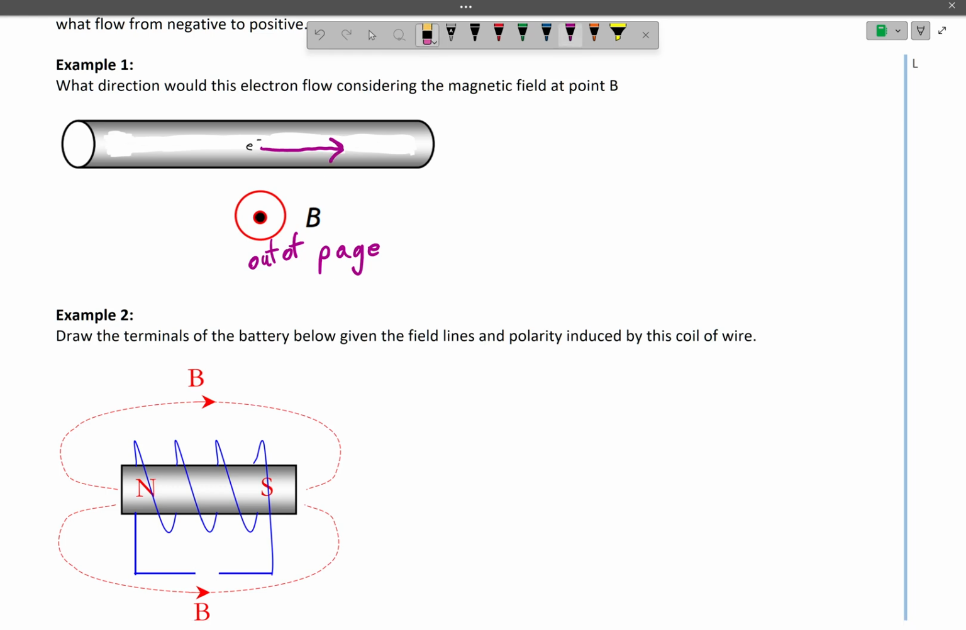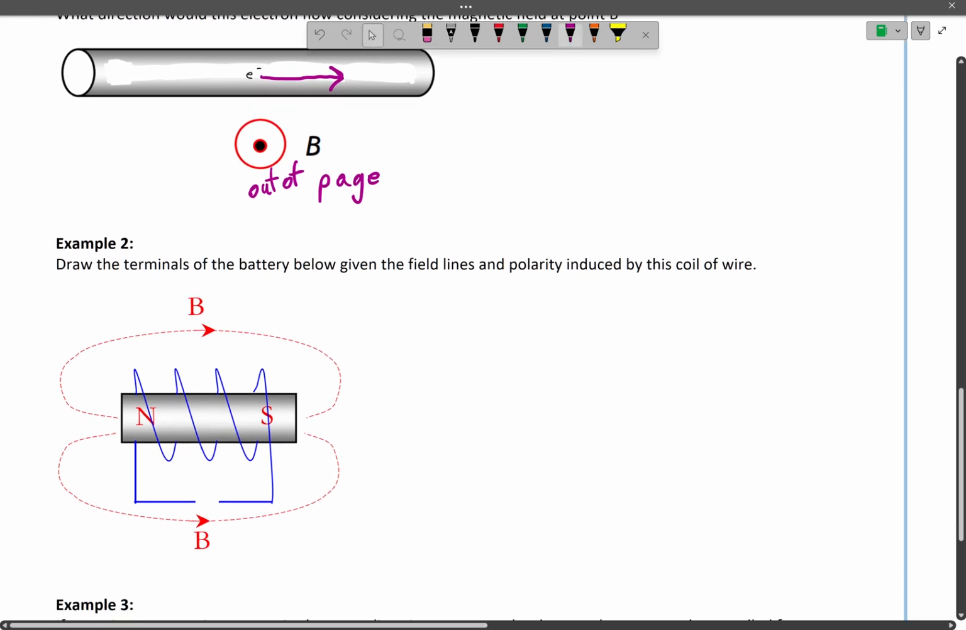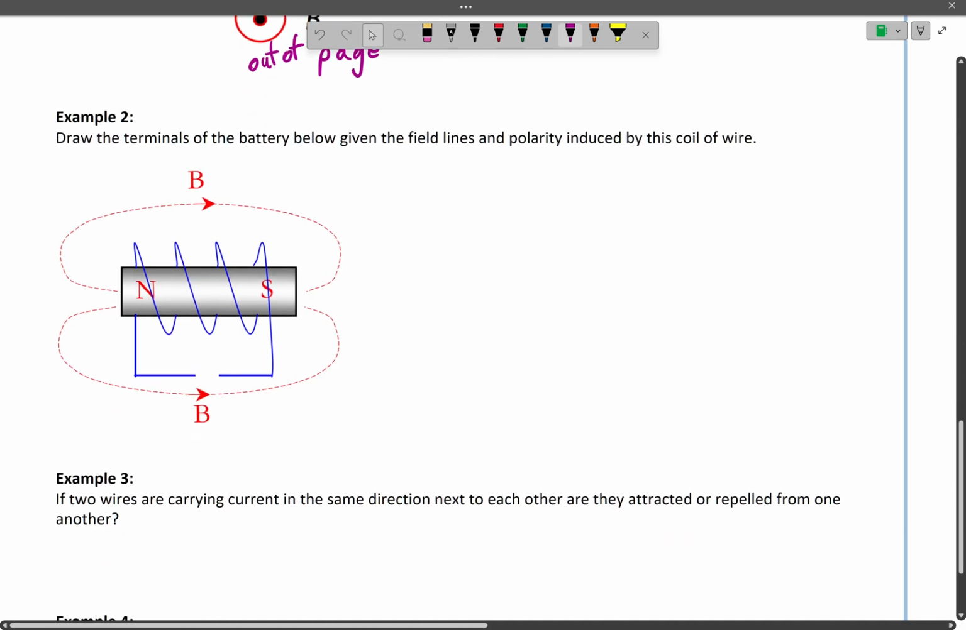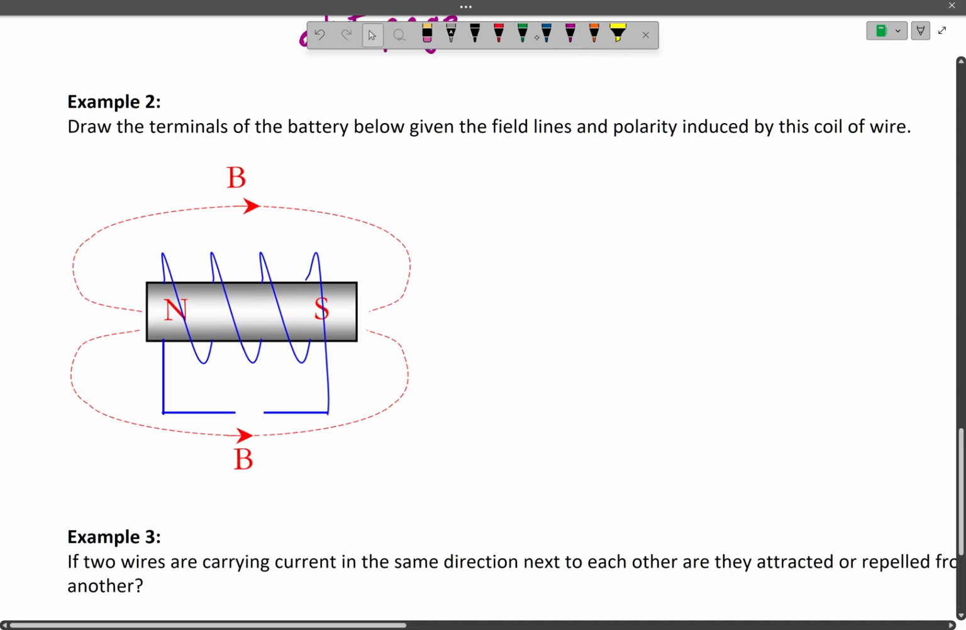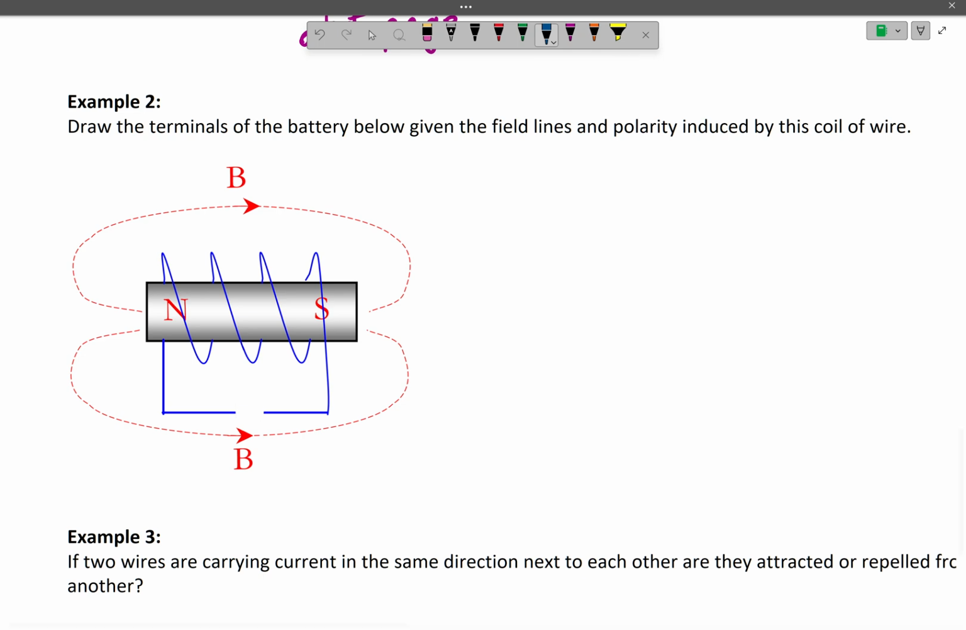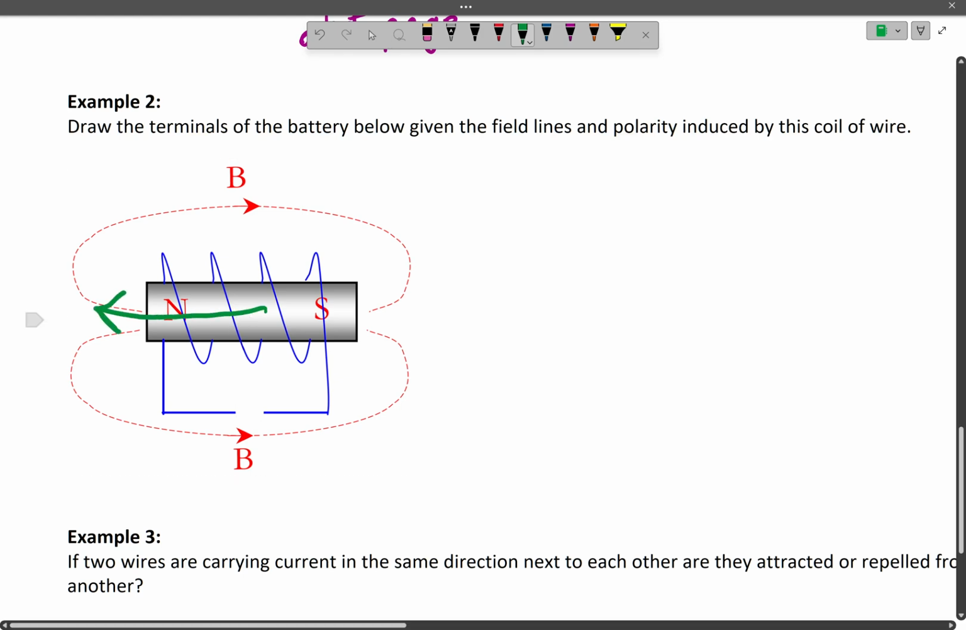So example 2, we're going to draw the terminals of the battery below. So the blue battery here. I'm going to use blue to draw it. Okay, I would recommend you try this right now and see if you get the same answer that I do. Well, this is going to be our second hand rule because it's a coil of wire. You're going to use your fingers as the electron flow. Now that's going to be hard to tell, but your thumb is going to be pointing towards the north.